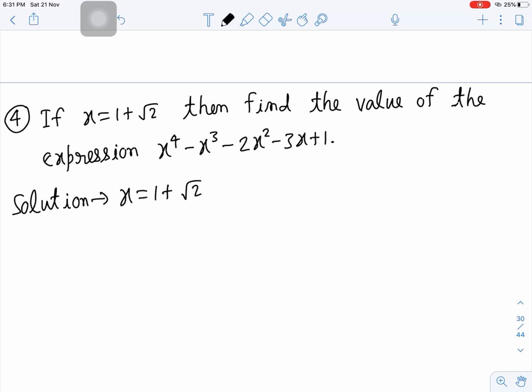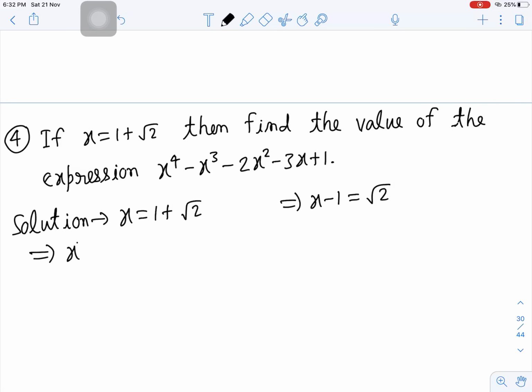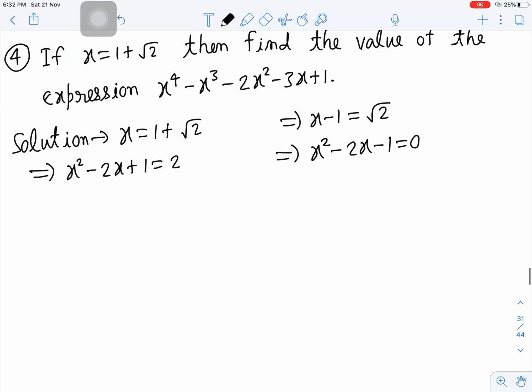So first of all, transpose 1 to the left hand side, so you will get x minus 1 equal to root 2. Then you will do the whole square on both sides. So if you do the whole square on both sides, you will get x square minus 2x plus 1 equal to root 2 whole square, that would be 2. So you will get here x square minus 2x and then 1 minus 2, that would be nothing but minus 1 equal to 0. Now you will divide this whole expression by this x square minus 2x minus 1.